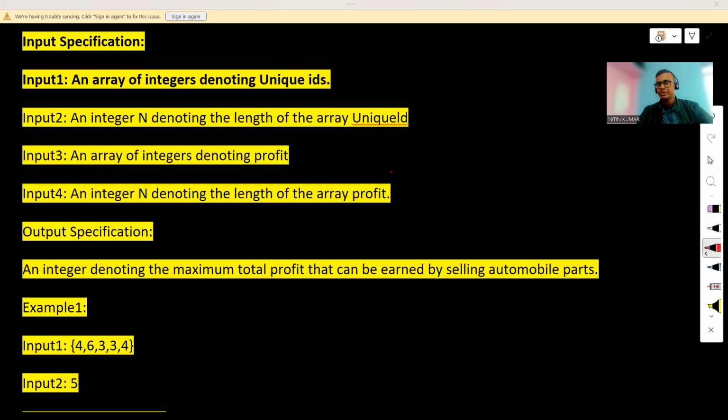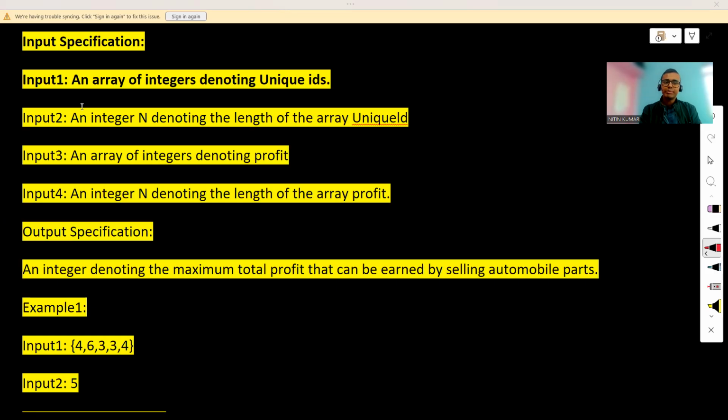Actually, two questions were asked in the coding portion of that technical round, and we are going to solve both here, which were asked in the previous year examination. So let's start with the first problem. You can see on the screen, the first problem is written.